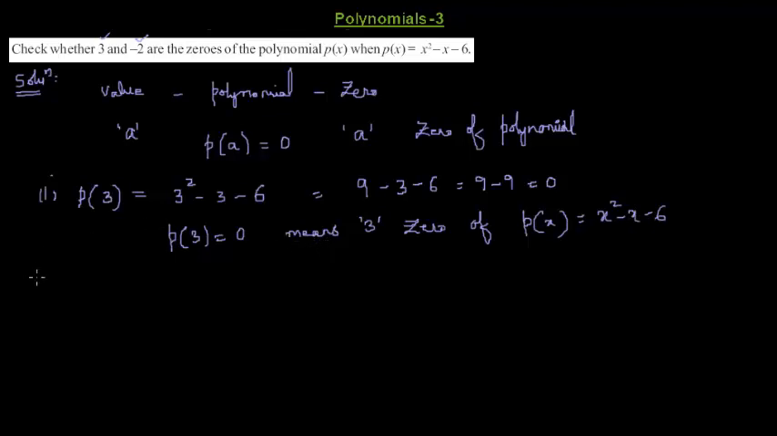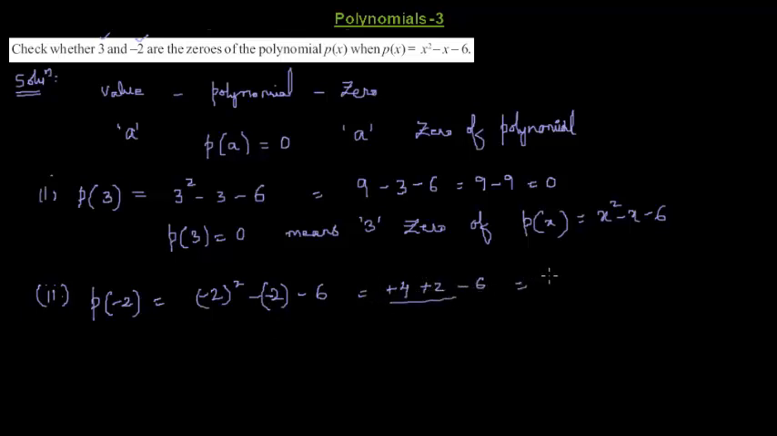Now let us see the second one. The second one is p of minus 2. P of minus 2 is minus 2 whole square minus of minus 2 minus 6. Now minus 2 into minus 2 is minus of minus is plus, and 2 into 2 is 4. Again, minus of minus 2 is plus 2. Minus 6.